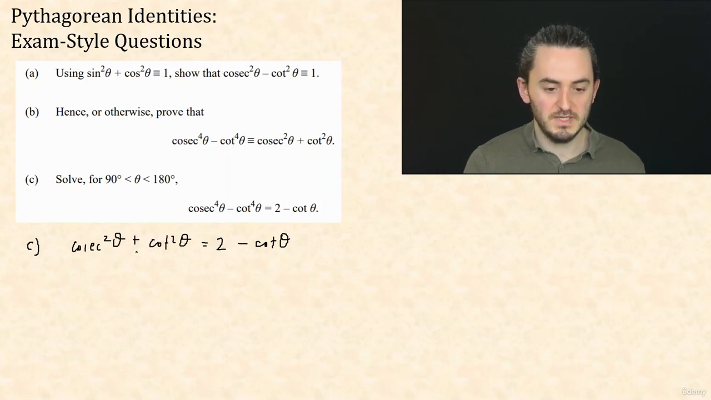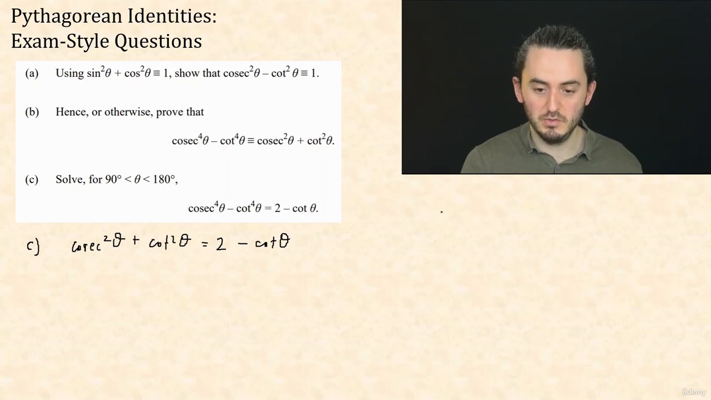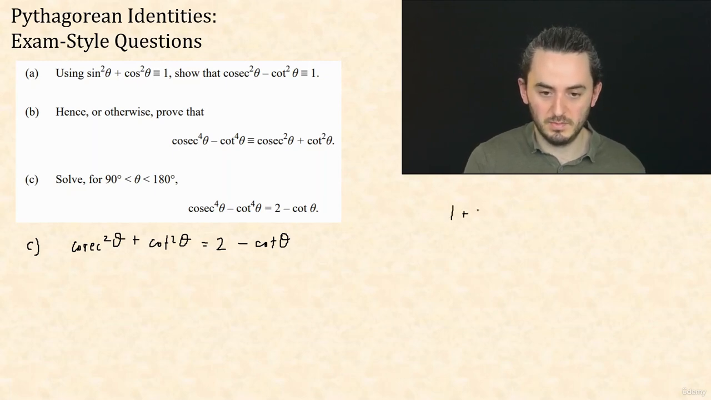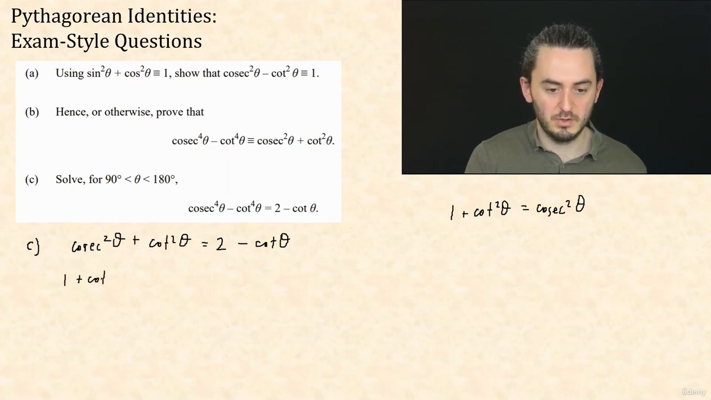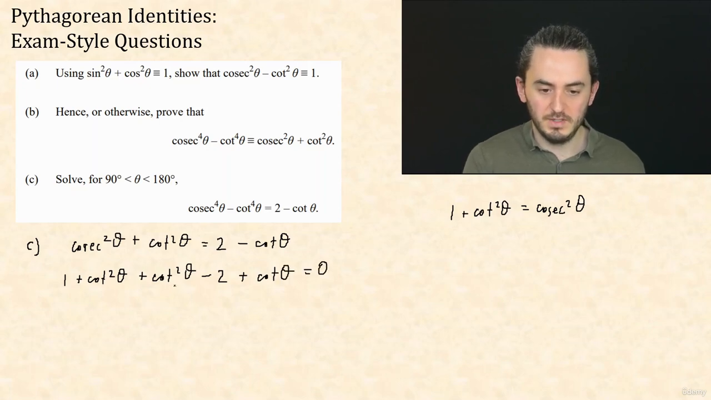My job, remember, is to try to get all of these in the same trig function. Well, I've got a cot here and a cot squared here, and I can turn cosec squared into cot squared using our formula, which is that 1 plus cot squared theta is the same as cosec squared theta. So instead of cosec squared theta, I'll have 1 plus cot squared theta plus another cot squared theta, and let's get everything over onto one side, so minus 2 and plus cot theta equals 0. Neatened up, what have we got?